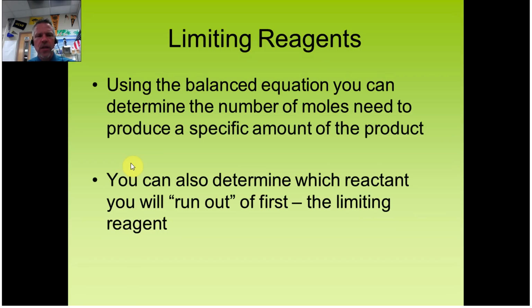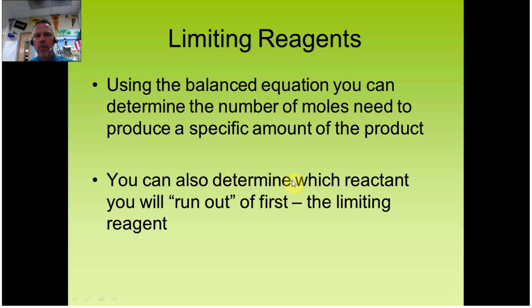So in a chemical reaction, you have reactants and you have products. And as the reaction proceeds, the reactants get used up and the products get created. Now, in an ideal situation, perhaps, all of your reactants would get used up at the same time and nothing would be wasted. But in reality, when a chemical reaction runs, one of the reactants typically runs out first before other reactants do. And that particular reactant is called the limiting reactant. And that's what we're talking about here.